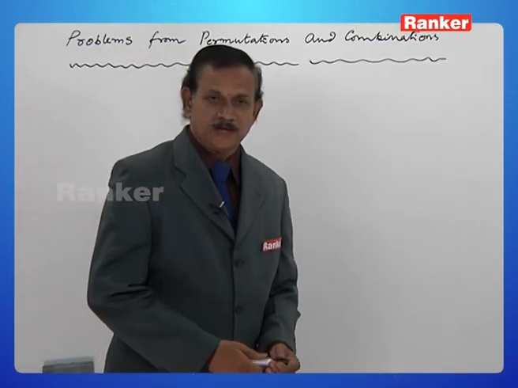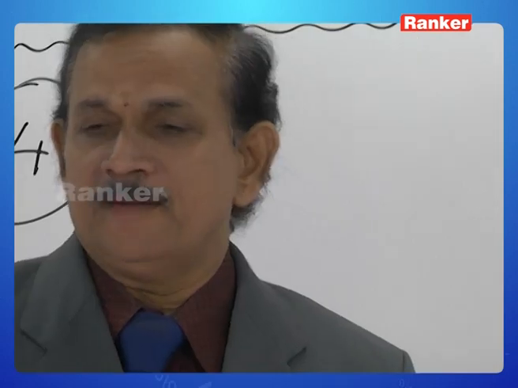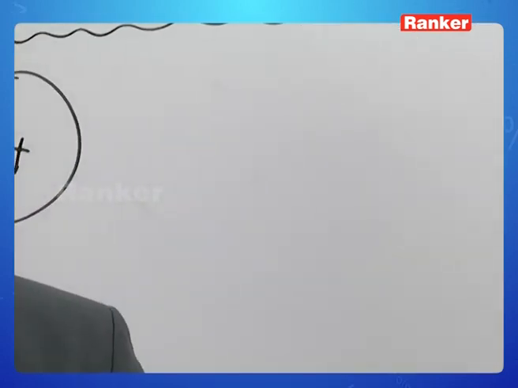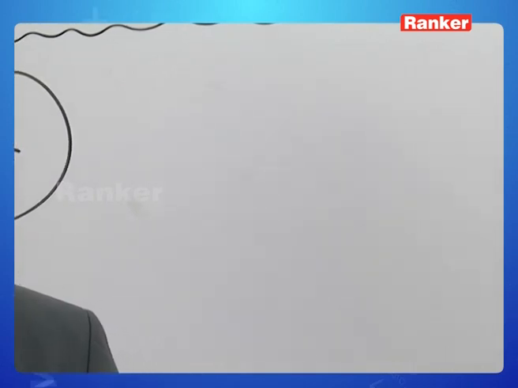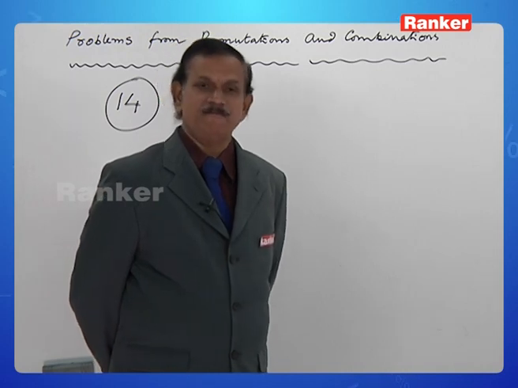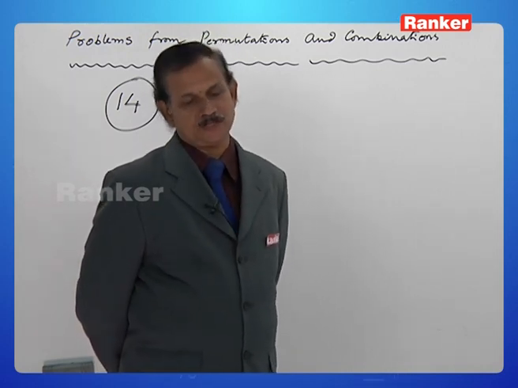The next question, that is question number 14. In a polygon, no 3 diagonals are concurrent. If the total number of points of intersection of diagonals interior to the polygon be 70, then the number of diagonals of the polygon is.